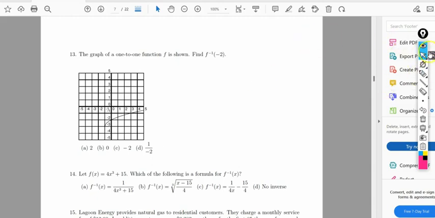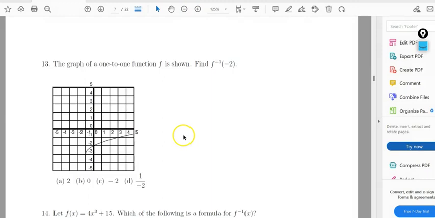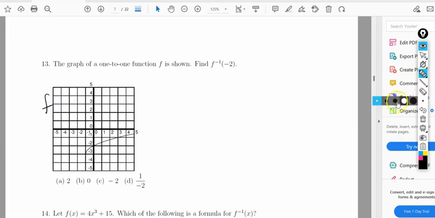All right, now this is the graph of F. You've been given the graph of F. So this is the graph of F, and the points here are on F. Now, what F does is it maps the x coordinate into the y coordinate.